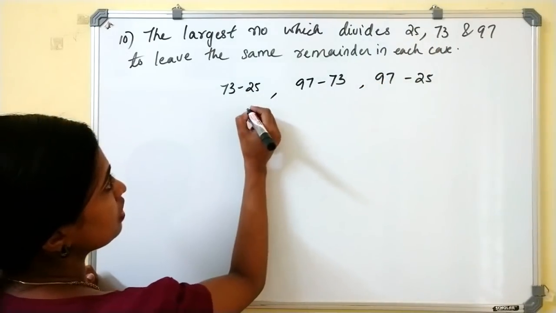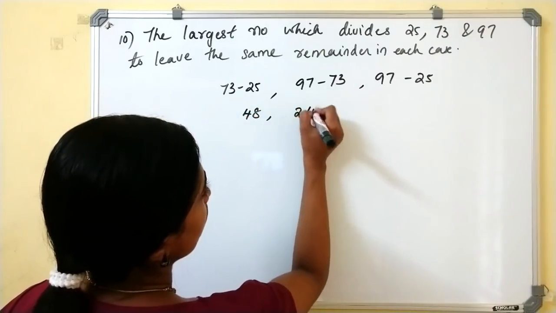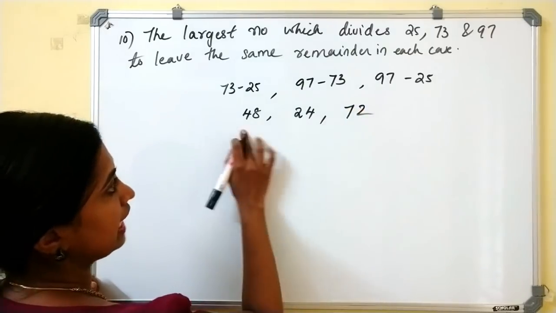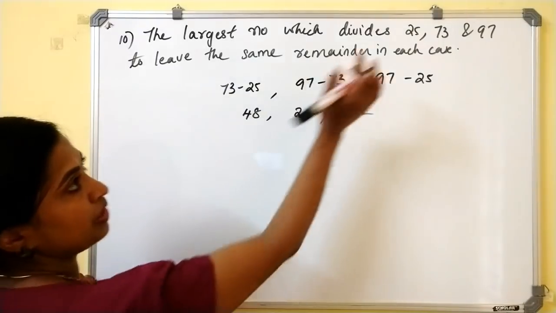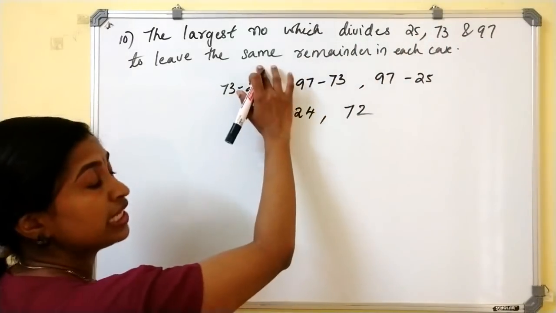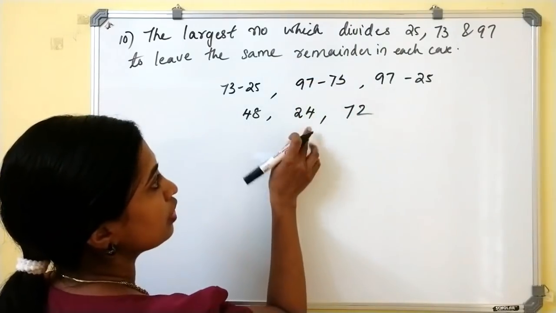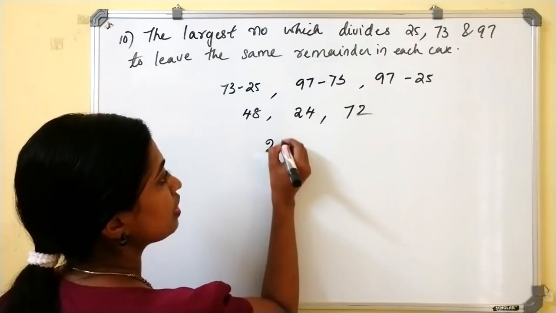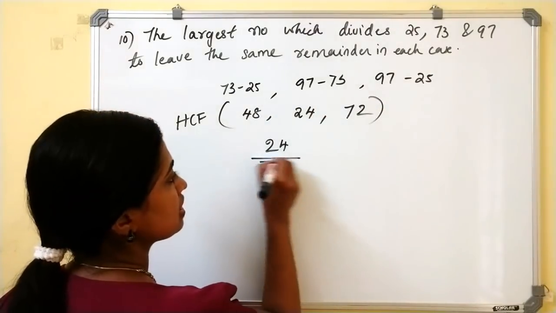So 73 minus 25 is 48. This is 24 and this is 72. So the HCF of these gives the number which when dividing these three leaves the same remainder. HCF of these is the highest common factor. 24 into 2 is 48, 24 into 3 is 72. So 24 is the HCF of these three numbers. So 24 is the answer.